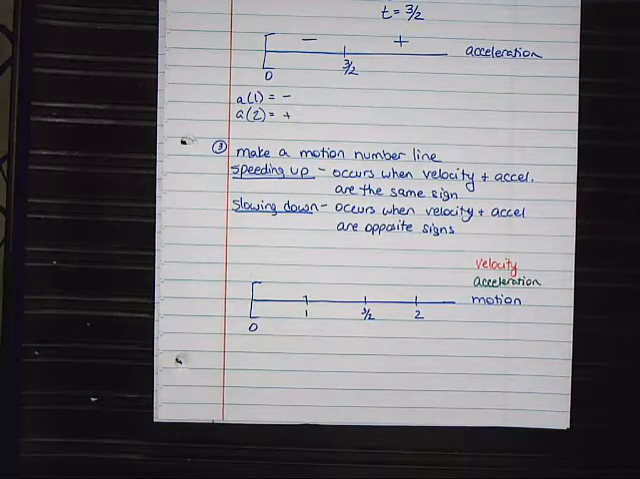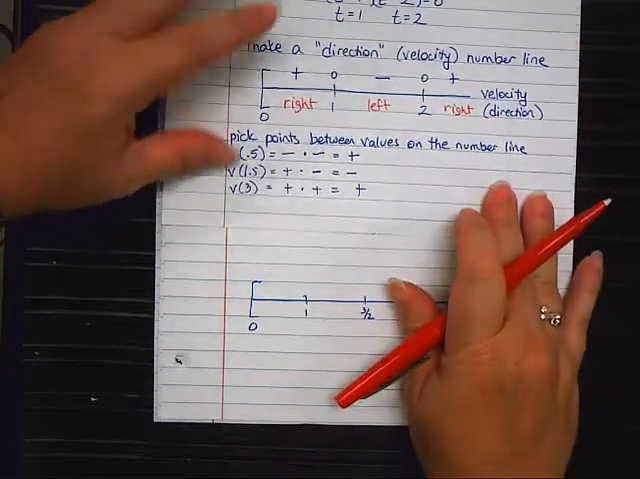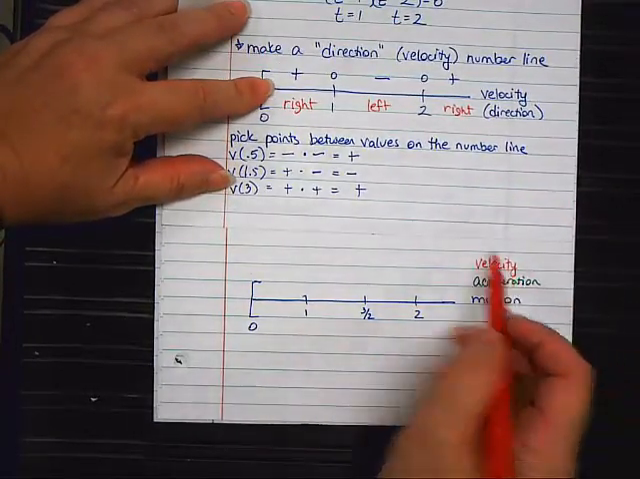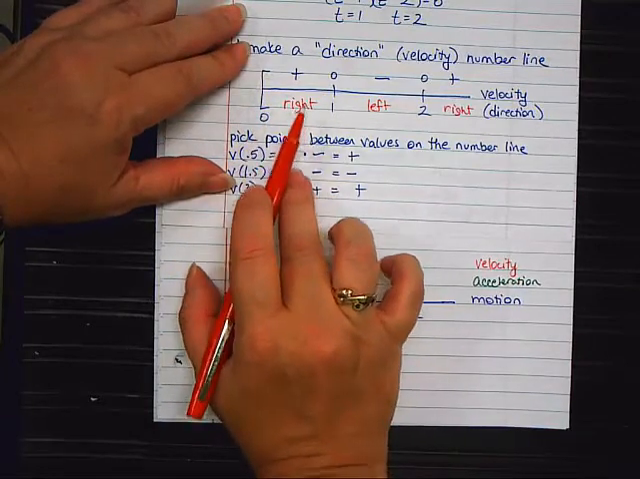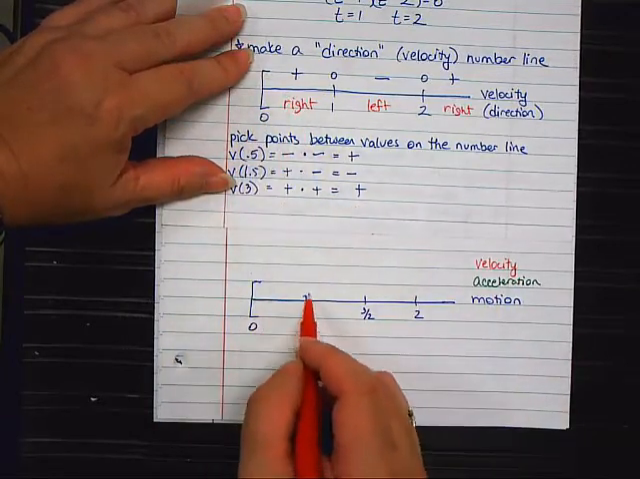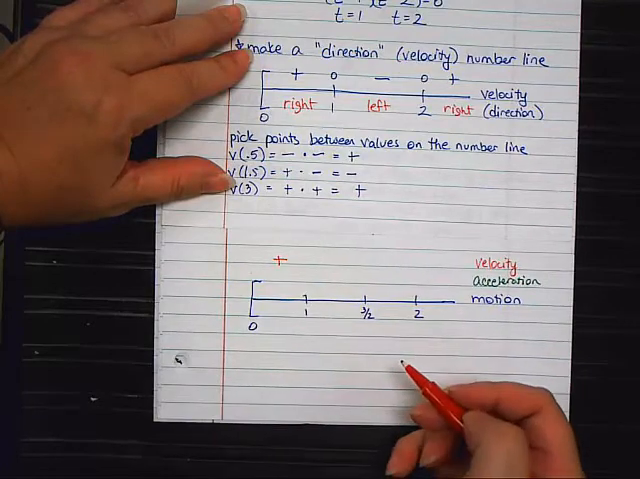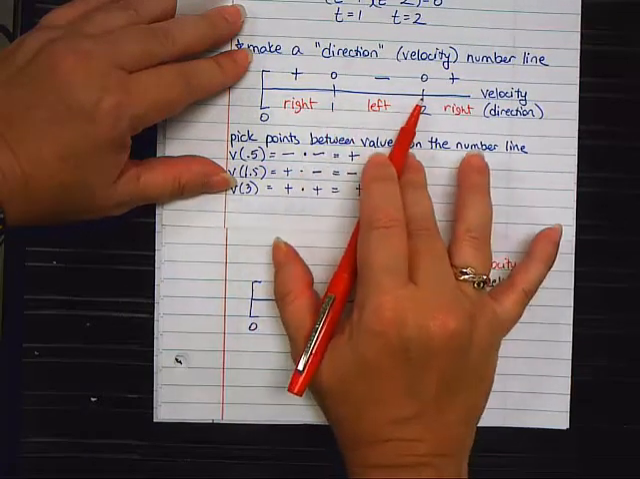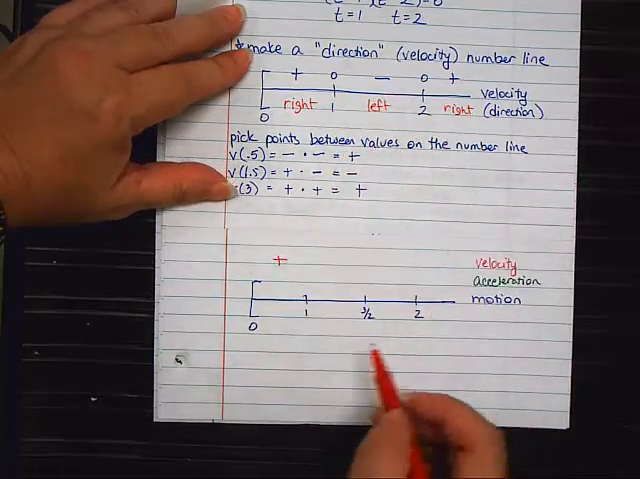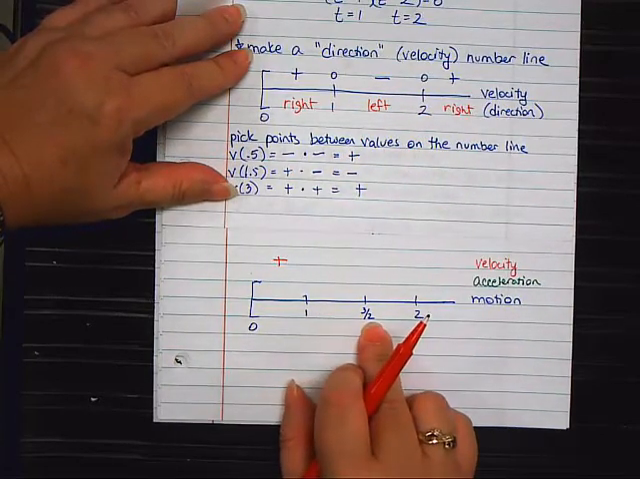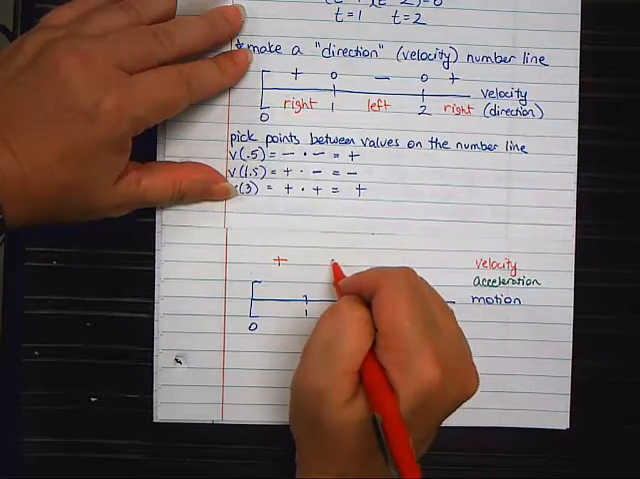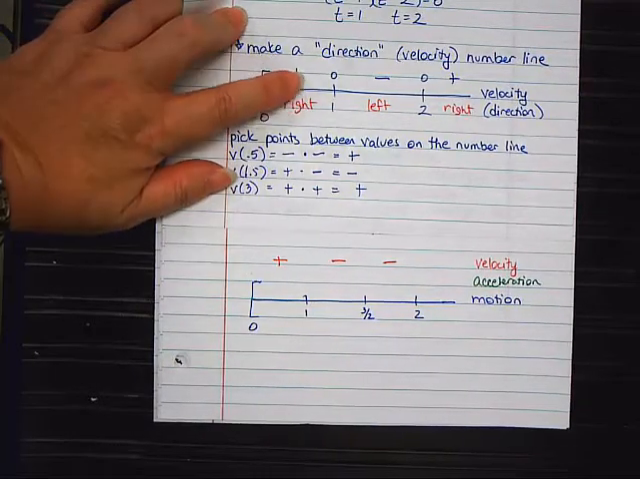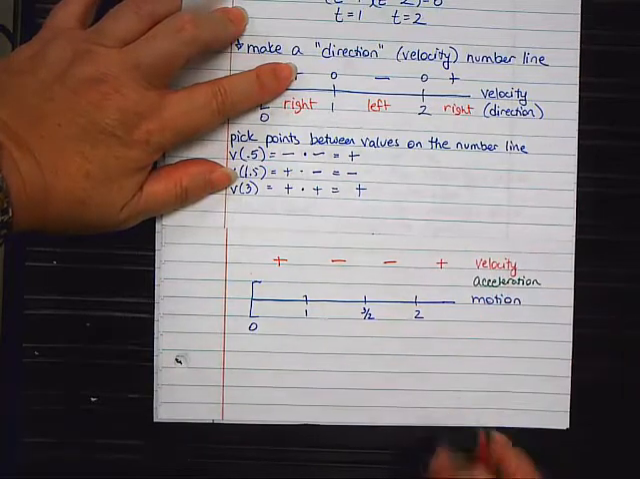So I'm going to take my velocity number line, which is right here, and I'm going to transfer its data onto here. This one says that from 0 to 1, I was positive. So from 0 to 1, I'm going to put a plus sign right there in red for mine. Then it says from 1 all the way to 2, I'm a minus sign. So notice there's a break in the middle. I want you to draw 2 separate minus signs, one for this section, one for that section. And then after the 2, it's positive again, so I'm going to put a plus sign right there.